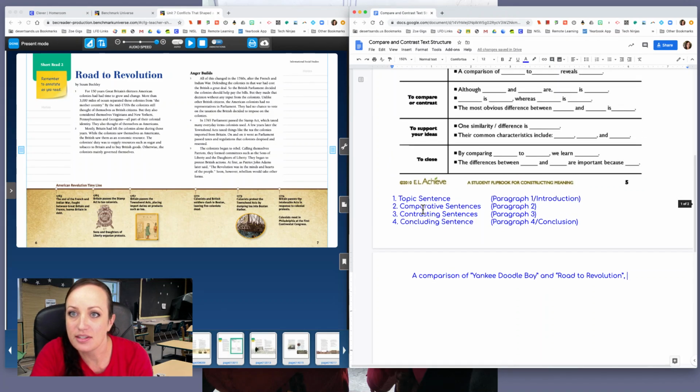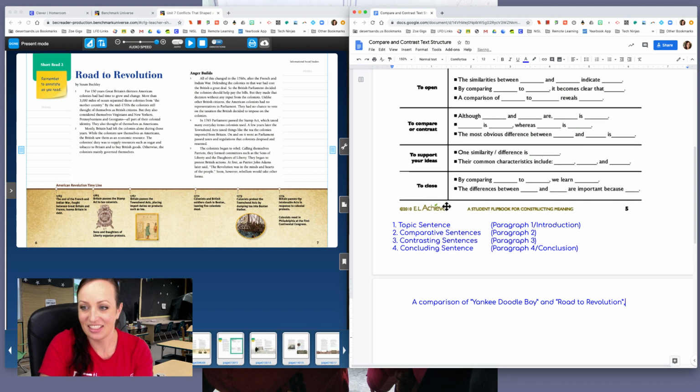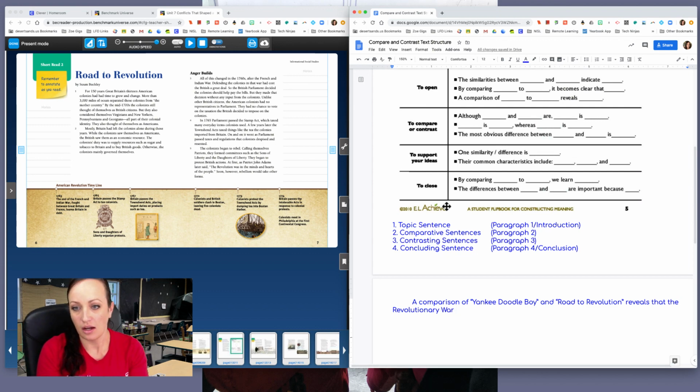Oh, I've lost the sentence frame. Reveals that the Revolutionary War had many challenges. I'm going to just start off with that because both of them talk about challenges.